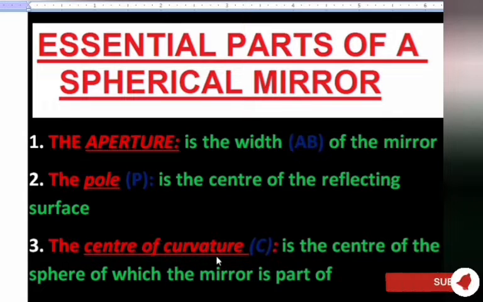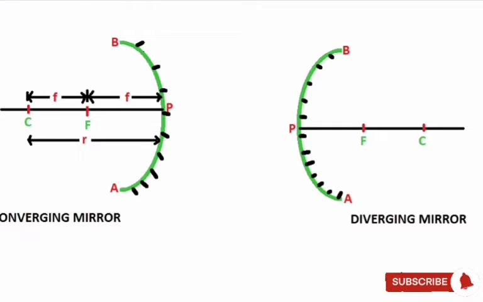Then let's look at 3. The center of curvature, C, is the center of the sphere of which the mirror is part. Also, we can differentiate between the pole P of the mirror and the center of curvature of the mirror. The pole P of the mirror is the midpoint on the reflecting surface of this mirror. That's the midpoint of the arc AB, and also for this, the midpoint of the arc AB. Now, C, the center of curvature, is the center of the sphere from which the mirror is cut.